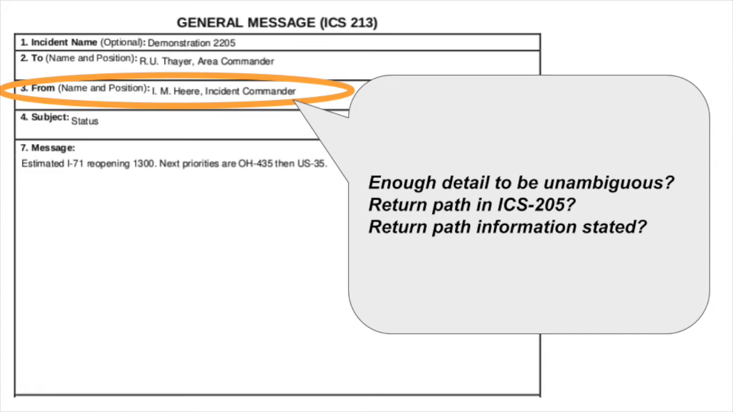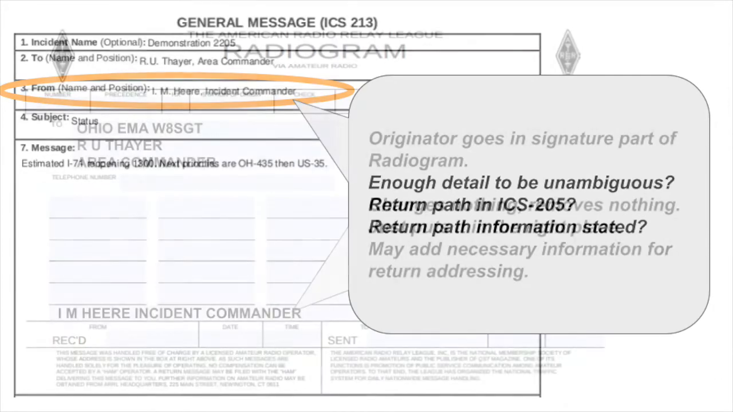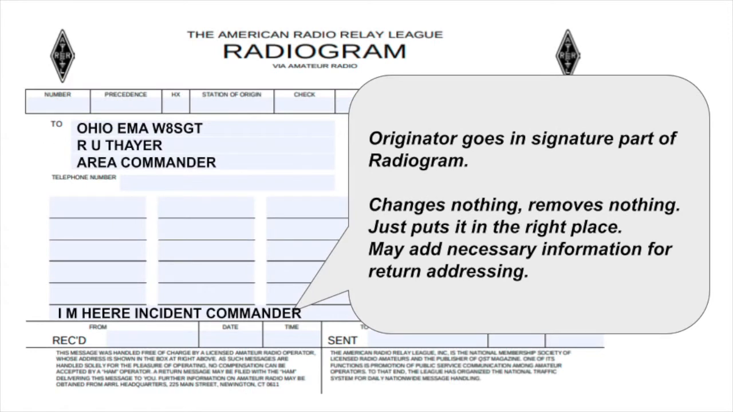Just like with the recipient in the to field, we might want to add necessary information to aid in origination, relay, and delivery. We do not change or remove anything, but we can add things like a station call sign or other critical information if needed. The originator, the from, in the Form 213, goes to the signature part of the radiogram. This is where we might add the additional routing or delivery information to help the recipient to reply back.